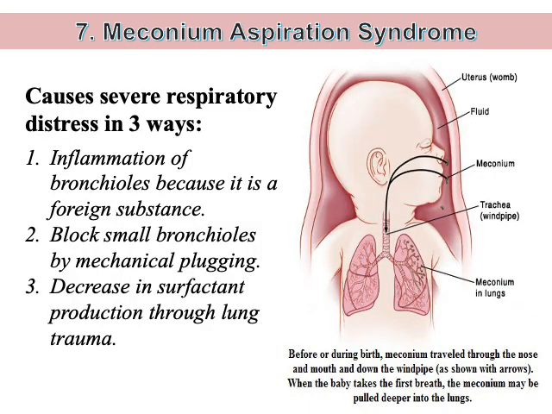Meconium aspiration syndrome causes severe respiratory distress in three ways. One is the inflammation of bronchioles because meconium is a foreign substance in the lungs. Second, the meconium, being thick in consistency, can block the small bronchioles by mechanical plugging. And third, decrease in surfactant production because of the lung trauma. All these will further cause hypoxemia, carbon dioxide retention, and intrapulmonary and extrapulmonary shunting can occur. A secondary infection of injured tissue may also lead to pneumonia.